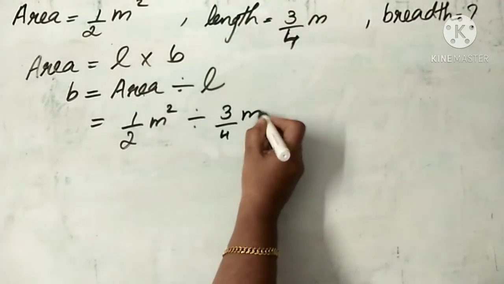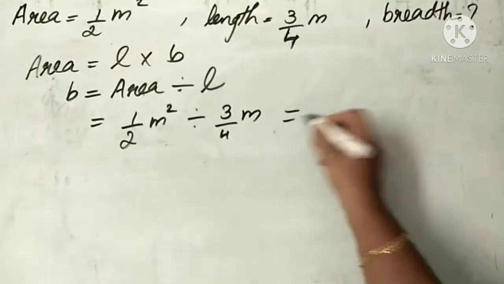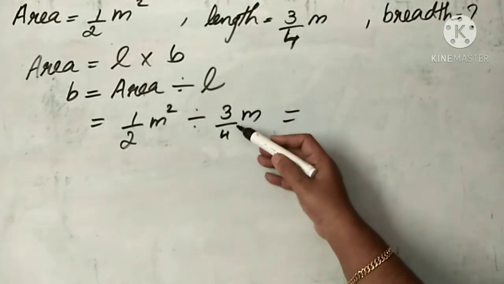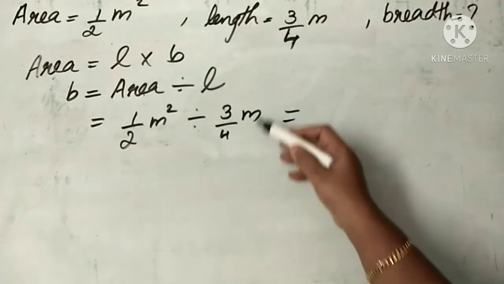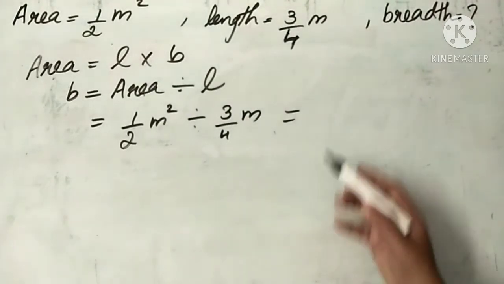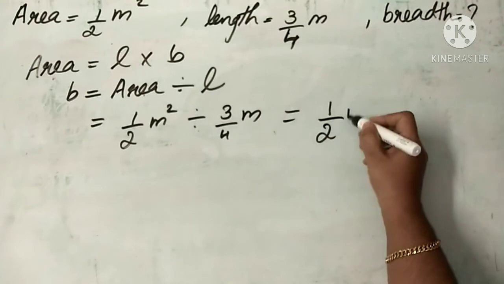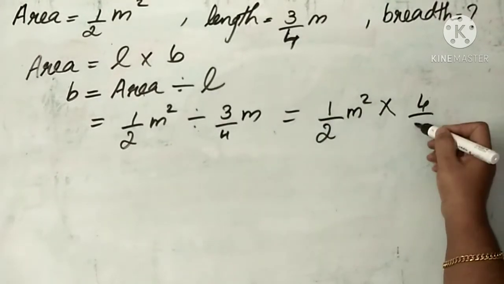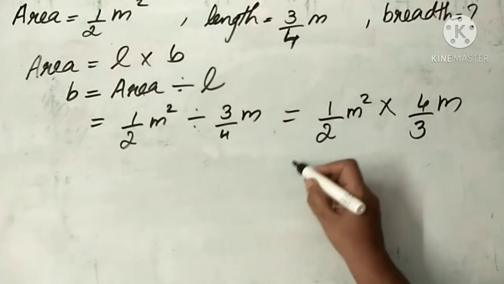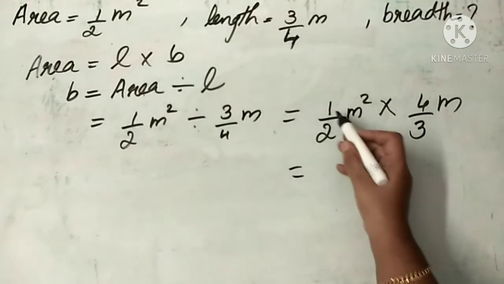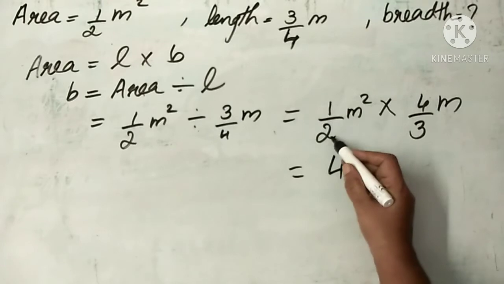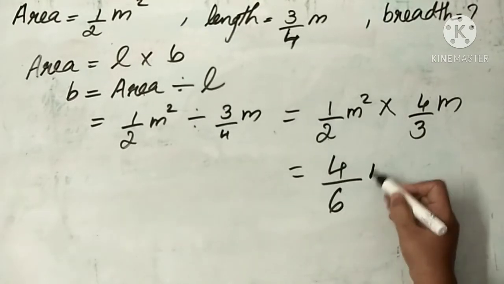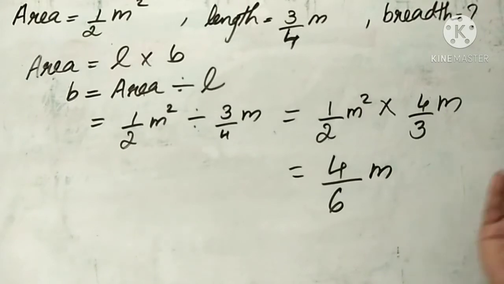When it is division, we can change it to multiplication by taking the reciprocal of the divisor. So 1 by 2 meter square into 4 by 3 meter. That is equal to, now we can multiply. 1 4s are 4, by 2 3s are 6. 4 by 6 meter is the length of the other side.